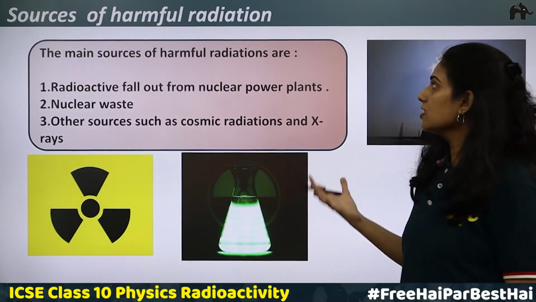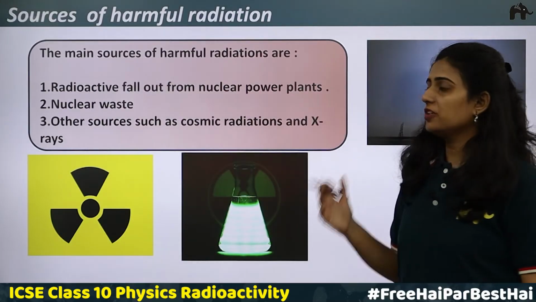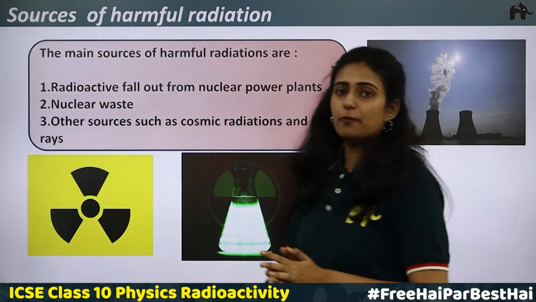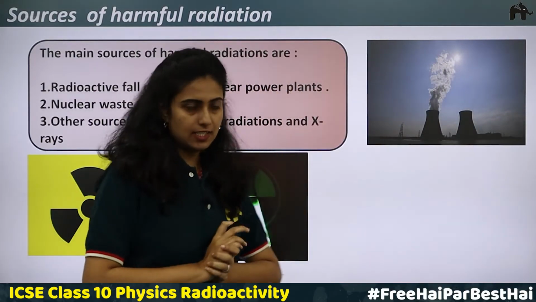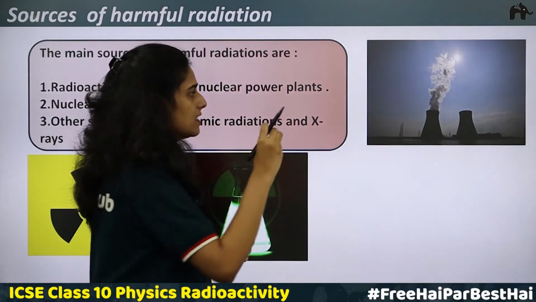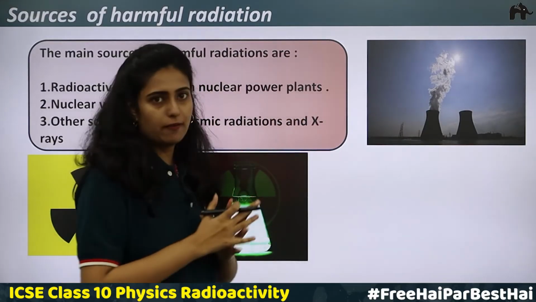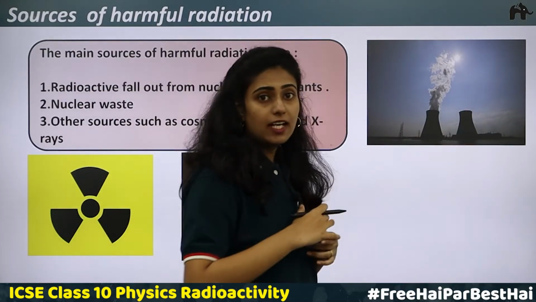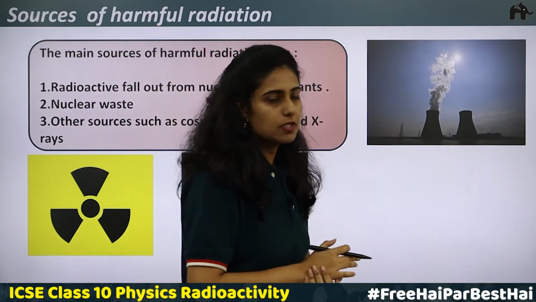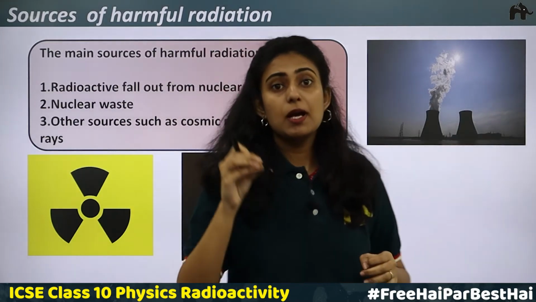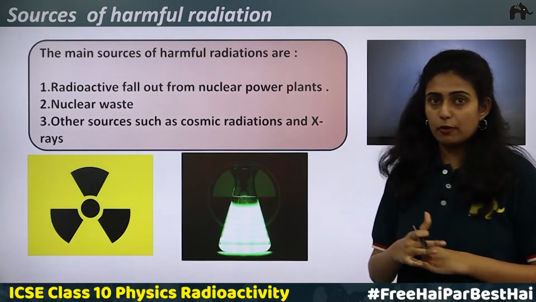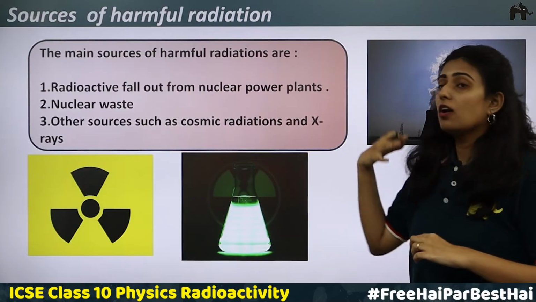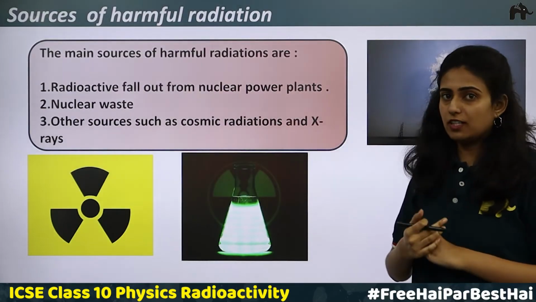Okay. Now, what are the sources of these harmful radiations? The main sources of harmful radiation are, first one, radioactive fallout from nuclear power plants. So, we know that these nuclear power plants are a great source of electricity these days. But here what happens is, if there is some accident happening inside the nuclear power plants, radiations will be emitted in a high amount. So, these radiations not only affect the persons who are working in these nuclear power plants or just in the vicinity, but people or living organisms at a long distance will also be affected due to these radiations.